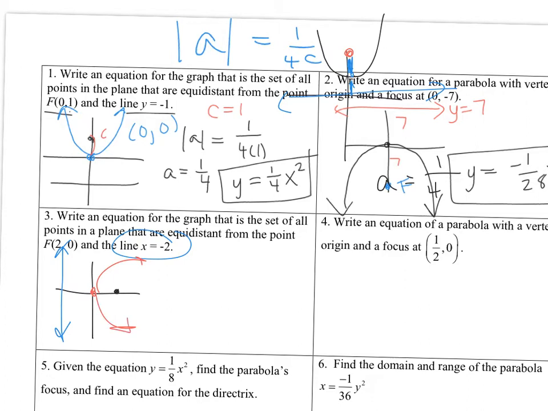So it's opening sideways. That means I'm going to have x equals, and I've got to figure out what my A is. I'm going to use this formula where C is the distance between these two. So C has to be 2. So A is going to be 1 over 4 times 2, which is positive 1/8 because it's opening to the right. So it's x equals 1/8 y squared.